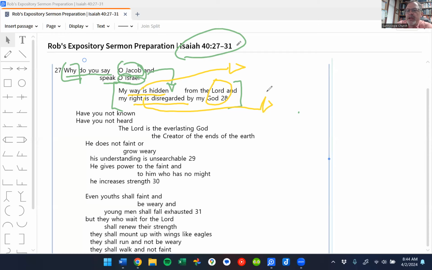Now, a lot of times what I'll do in a case like this is make a little note of that word. It's just a reminder to go back and do a little bit more study on that particular word.